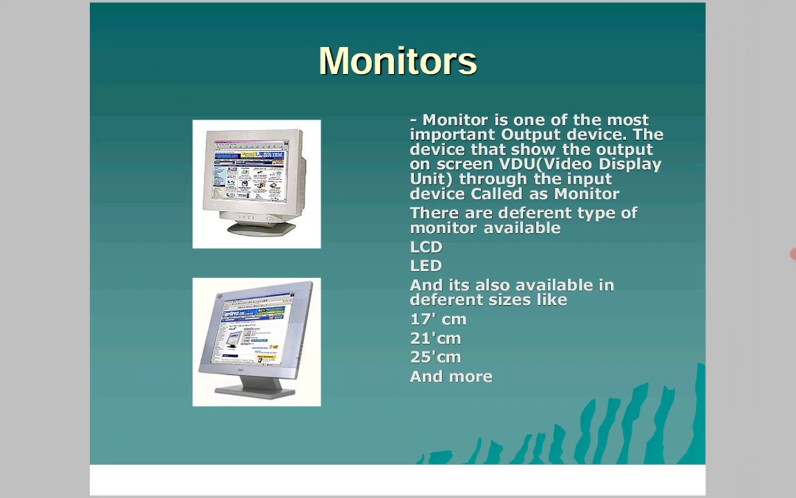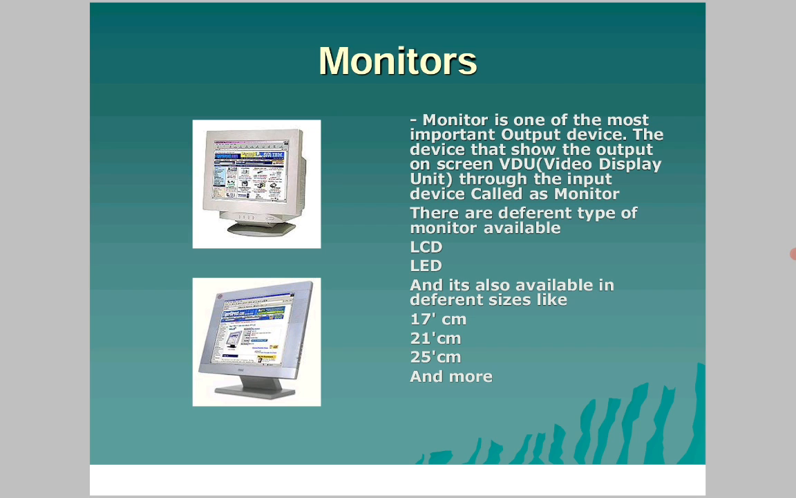So monitors are of different types. It is the most common output device. Generally they are used to display something on the screen or video. Video means video display unit, the device that shows the output on the screen. So monitors are of different types like color monitors, black and white monitors, LCD, LED. So popular monitors are LCD and LED.